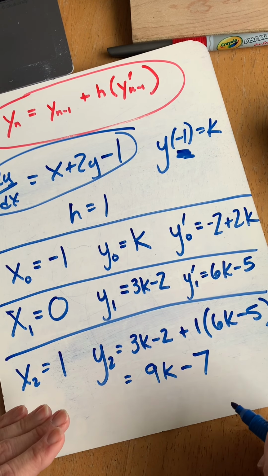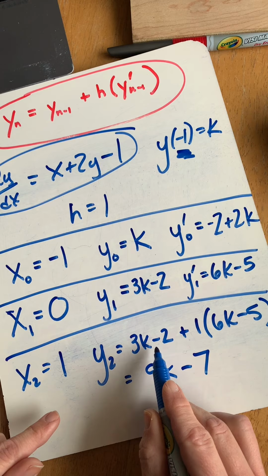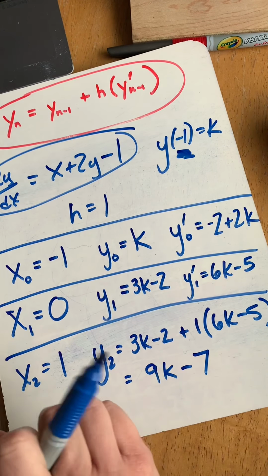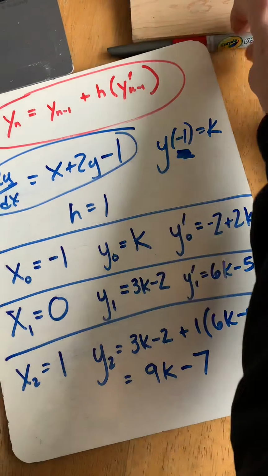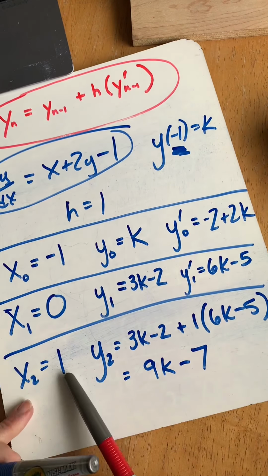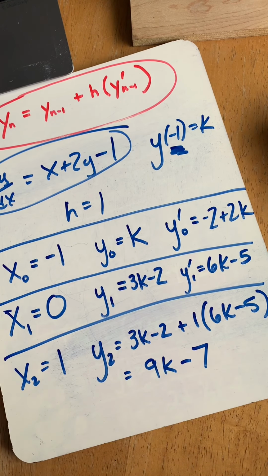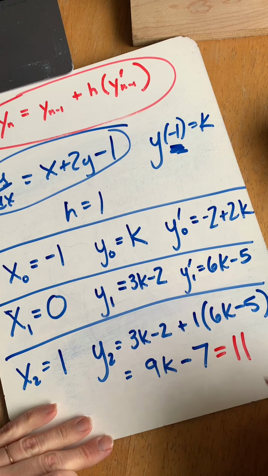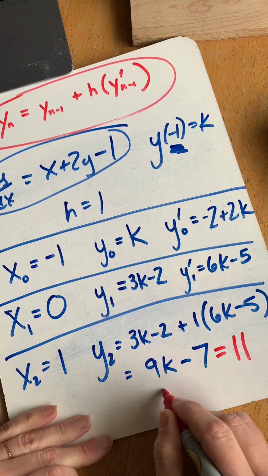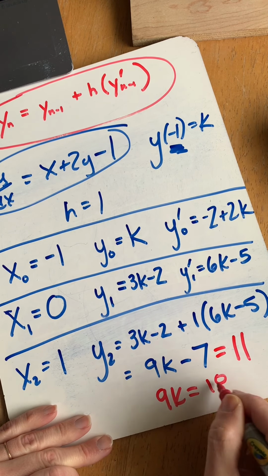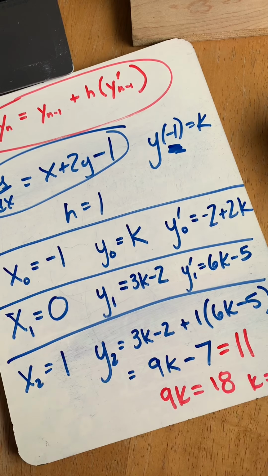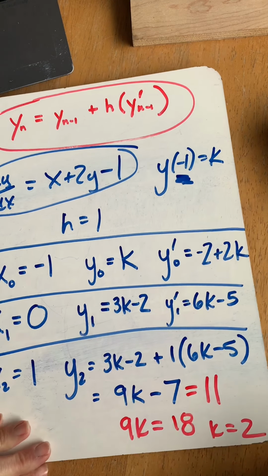And they told me that this should have yielded a result of 11. So they're telling me that when you use Euler's formula and you get to the point where x is 1, this y should be 11. So this should turn out to be 11. So what does k need to be? Well, let's solve this. So k would be 2. It's a cool little problem.